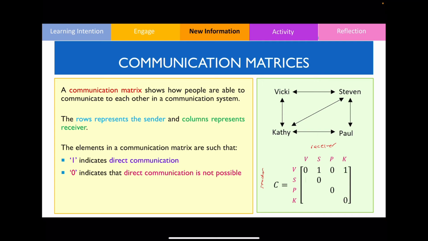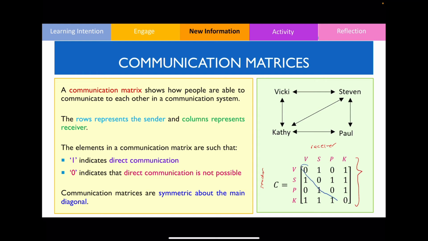Stephen can communicate with Vicky. Stephen can also communicate with Paul, and Stephen can also communicate with Kathy. And you do the same thing for the other rows, and therefore this is what your completed communication matrix should now look like. One way for us to quickly inspect to see whether our communication matrix is correct or not is to see whether there is symmetry about the main diagonal. So this is the main diagonal over here, and as you can see at this particular line over here, there is symmetry on either side of the diagonal.